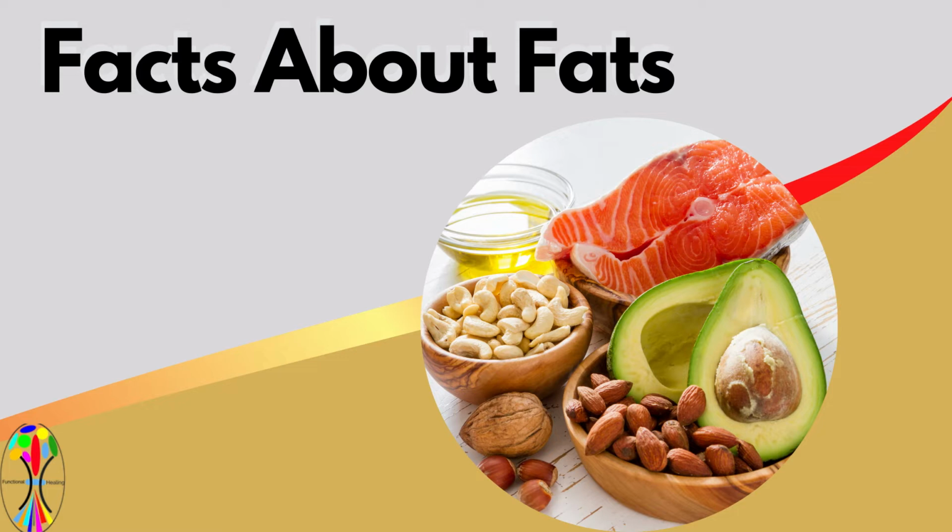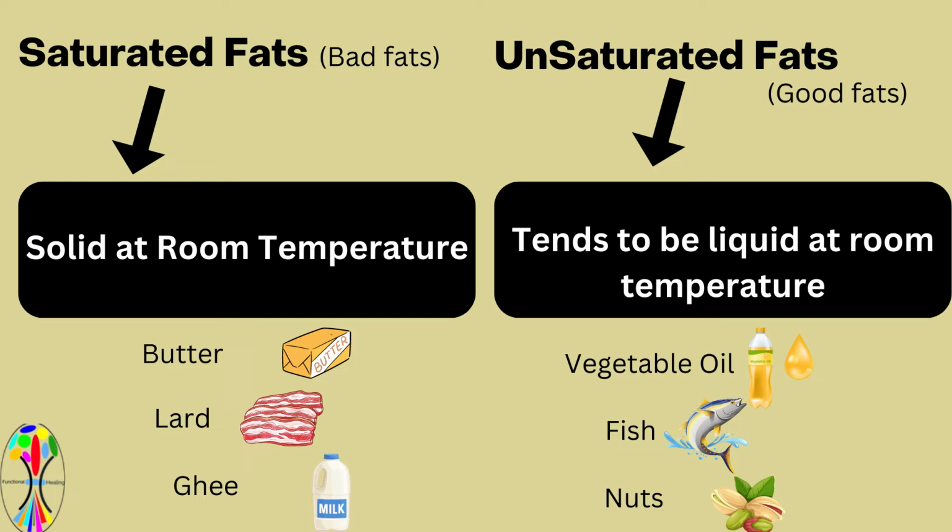So let's talk about the different types of fat so that we can actually make good choices. There are two types of fats: saturated fats and unsaturated fats. In simple terms, if a fat is solid at room temperature, it is saturated. And if a fat is liquid at room temperature, then it is termed an unsaturated fat. Butter, lard, and ghee are examples of saturated fats. Examples of unsaturated fats are vegetable oils, fish, and nuts.